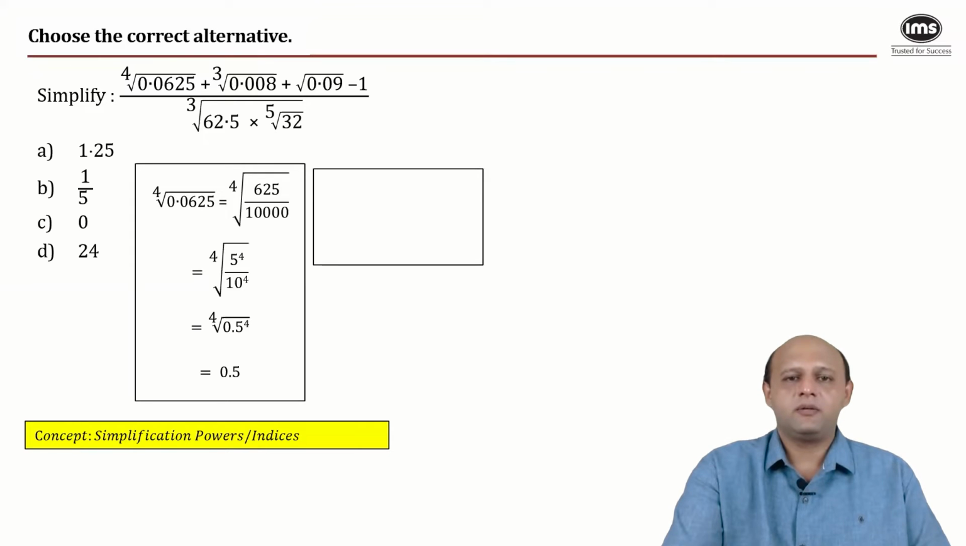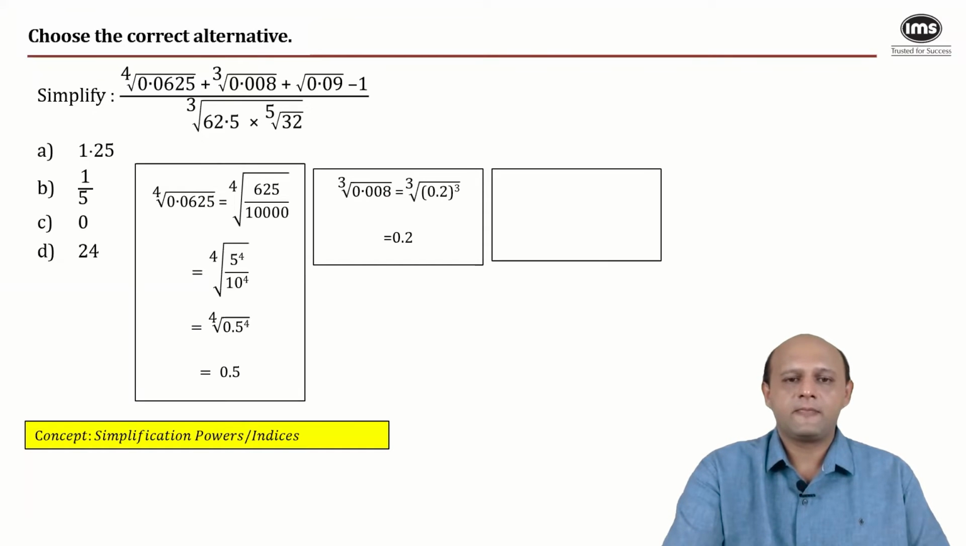Similarly, 0.008, the cube root would be 0.2. It is 8 upon 1000. 8 is 2 cube, 1000 is 10 cube. Therefore, it is effectively 0.2. What about 0.09 and the square root? It is 9 by 100. So therefore, 3 square by 10 square. So 0.3 square and therefore 0.3.